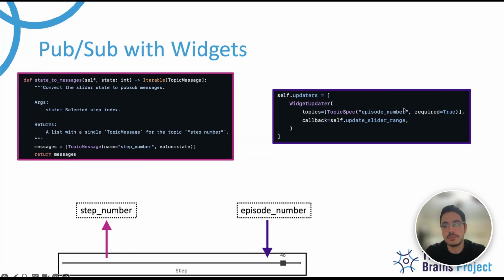In this scenario, we have one updater. What it's doing is it's listening to episode number. Once it gets a message, or if the episode number changes, it will call this callback function, which is going to update the range basically. Because episode 0 could have 50 steps, episode 1 could have 20 steps or whatever, we need to modify the range of the step slider. So once the episode number changes, it calls this callback function. That's a simple example here.